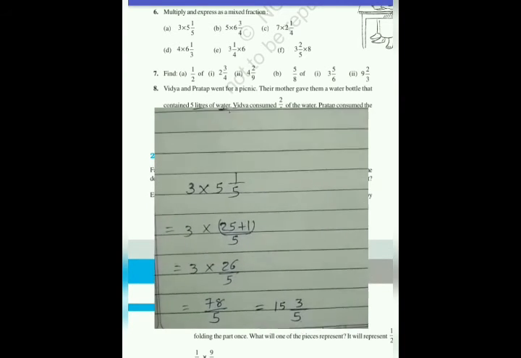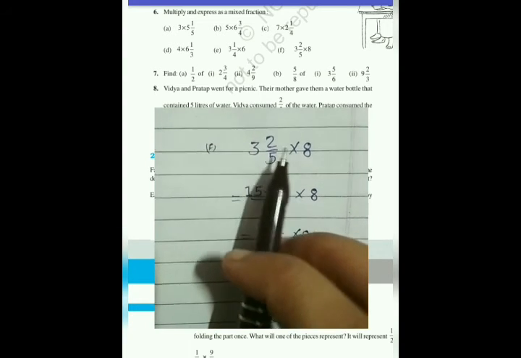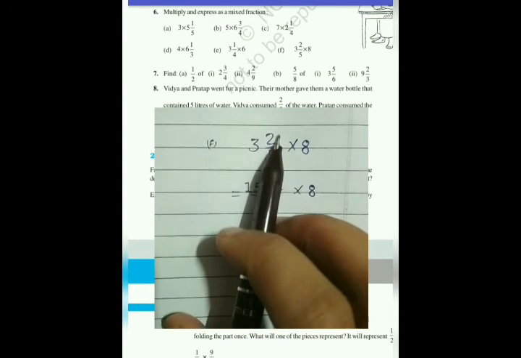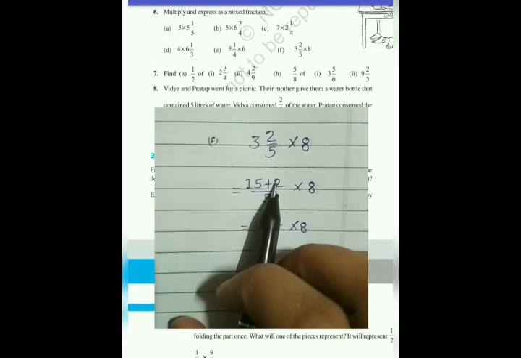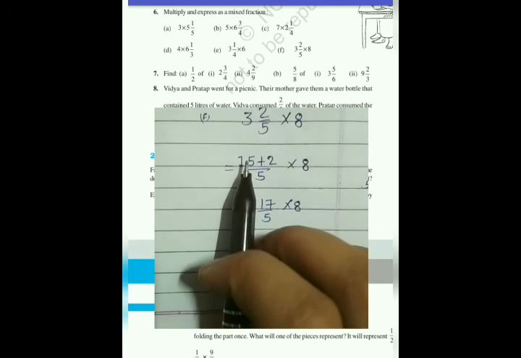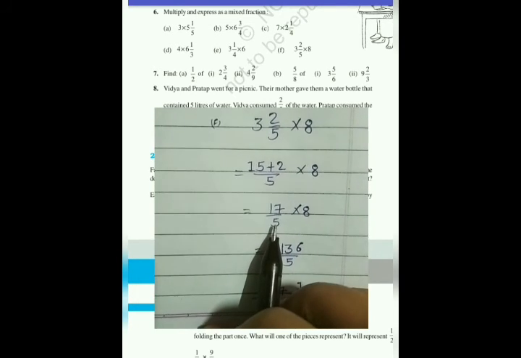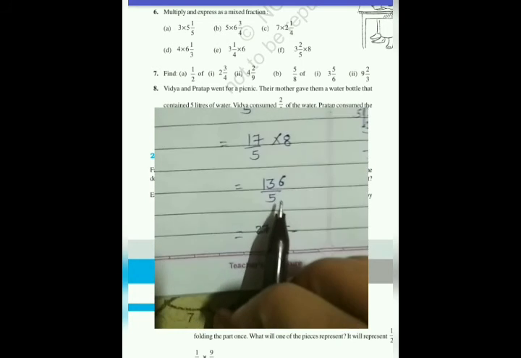Our next question is 3 2 by 5 multiplied by 8. First of all we convert the mixed fraction into a fraction. So 5 3s are 15 plus 2 divided by 5 multiplied by 8 as it is. 15 plus 2 is equal to 17 divided by 5 multiplied by 8. 17 8s are 136 divided by 5.